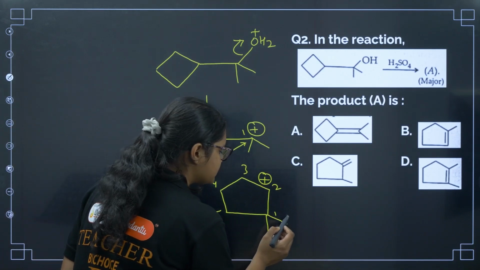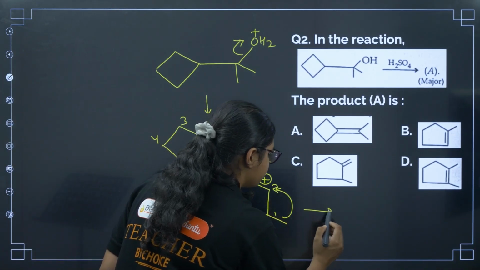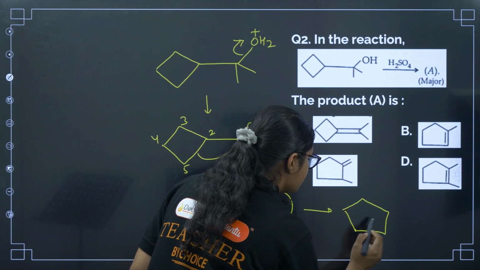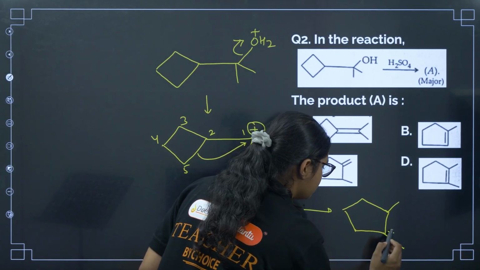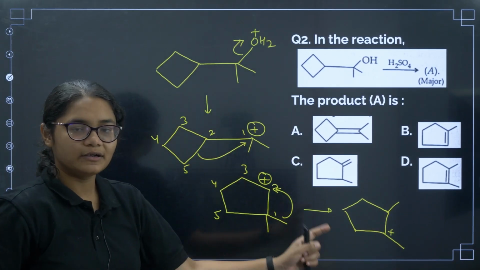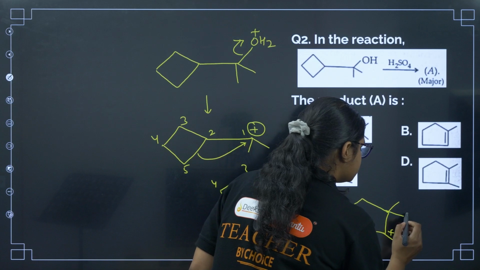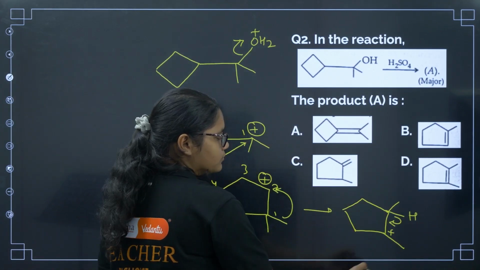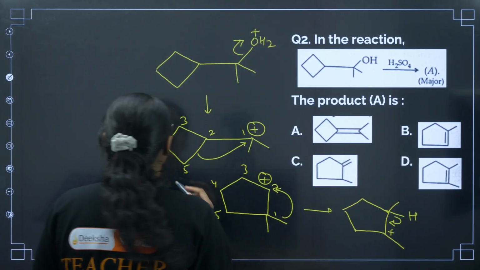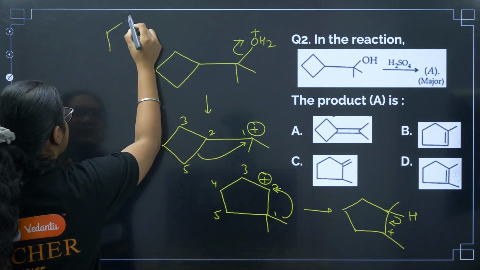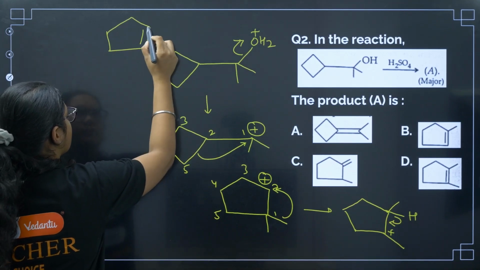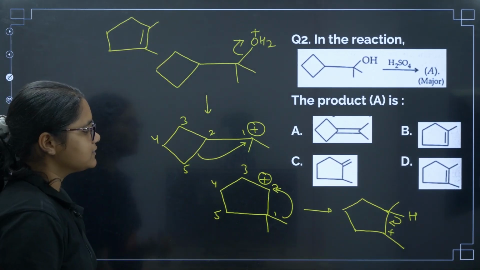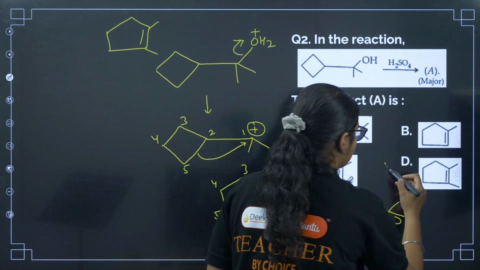So this bond shifts here, and we will get this one, and here the positive charge is on a tertiary carbocation. Now hydrogen is present, so this bond can shift and there will be deprotonation, and the final product we will be getting is this one. So the correct answer for this question will be option number D.